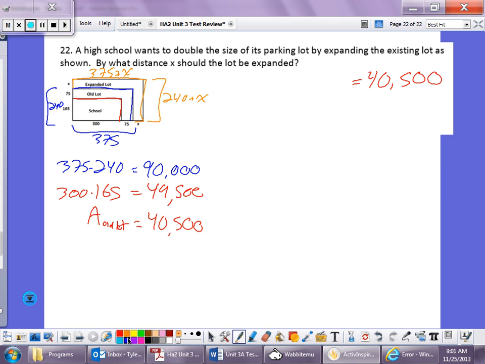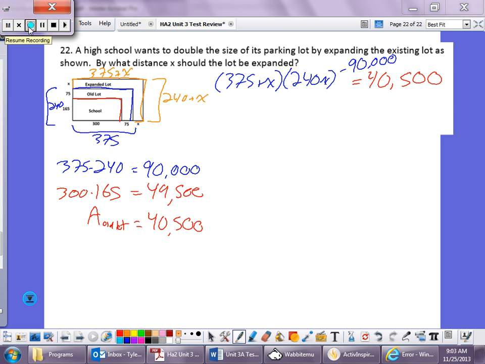So the blue is 90,000. So what I do is 375 plus x, 240 plus x, minus 90,000. Sorry, I forget how long this equation is. All right, so that's how you would set up the problem.